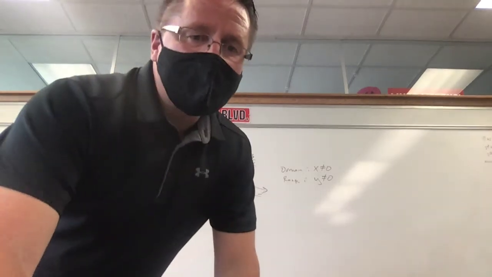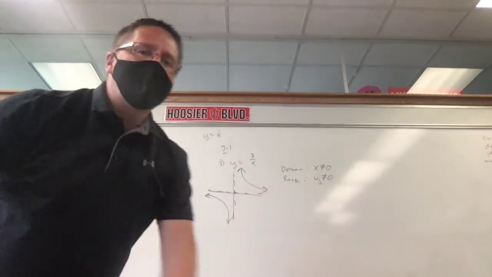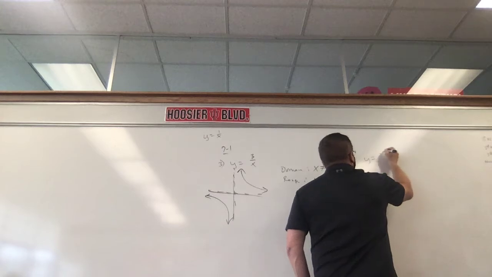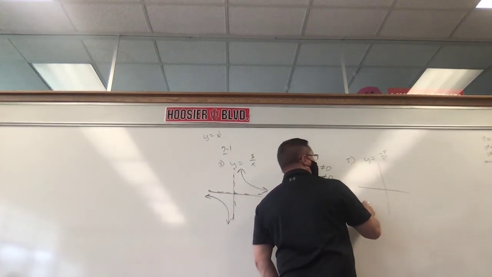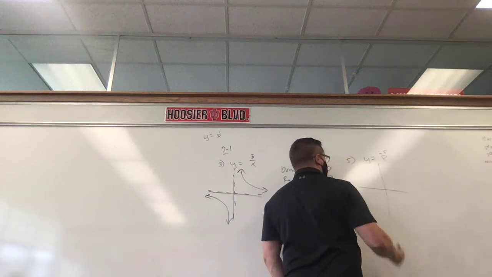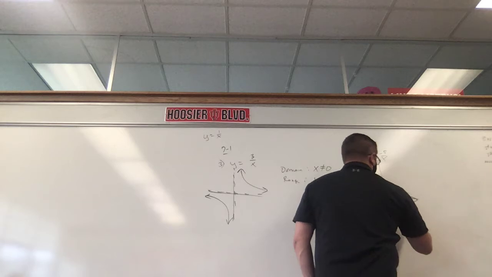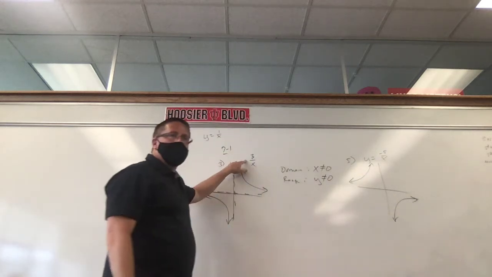Okay, let's look at question 5. Number 5, negative 5 over x. Is that also going to be in quadrants 1 and 3? No. It's going to be 2 and 4 because of the negative. And what's that 5 going to do? Make it farther away. Even more farther than this, or not, would you say?